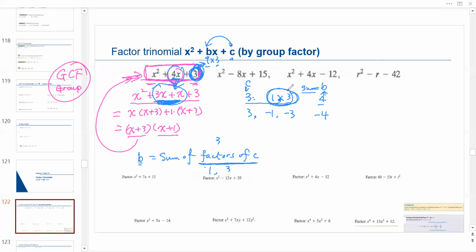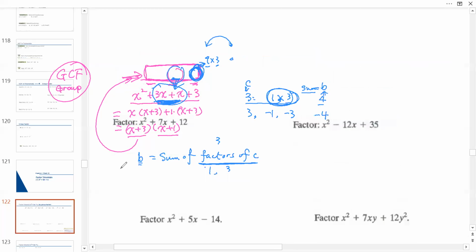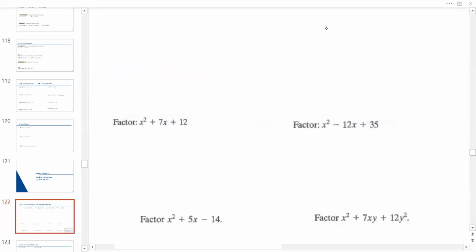All right, let's see more examples here. Let's see this one: x squared plus 7x plus 12. Let me zoom in a little bit. Can you guys take your notebook out and factor this one now? Use our rule.